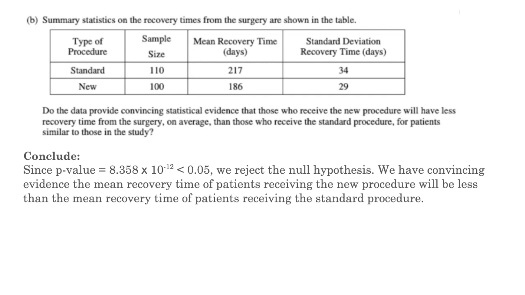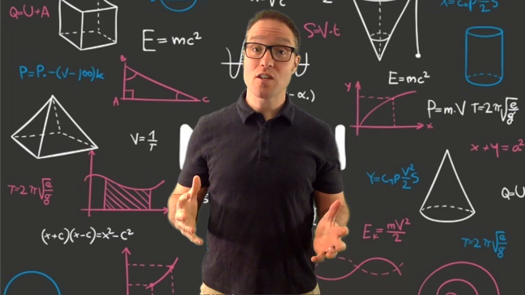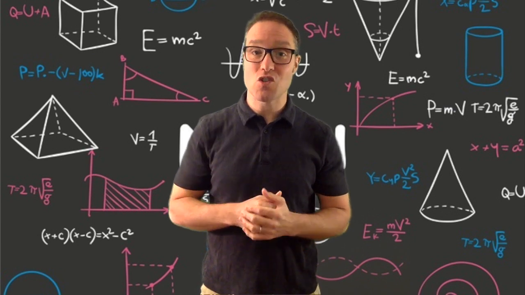The second part is the context. We have convincing evidence the mean recovery time of patients receiving the new procedure will be less than the mean recovery time of patients receiving the standard procedure. So make sure you have two parts. Since the p-value equals whatever, we reject or we fail to reject the null hypothesis. And then new sentence, we have convincing evidence or we do not have convincing evidence of the alternative hypothesis stated in words in context. And that's how you conduct a hypothesis test for the difference in two means.